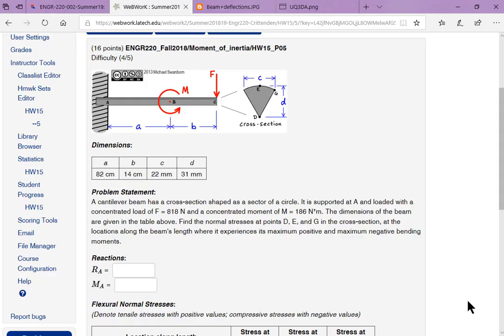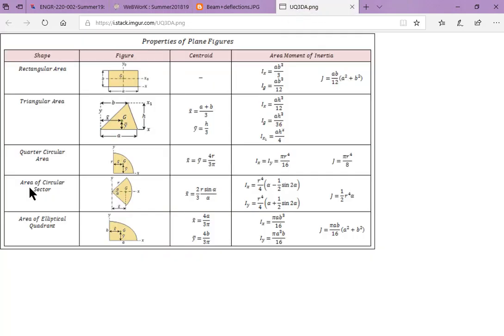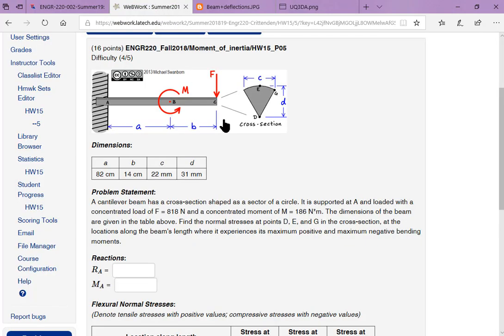All right, I thought I would give a handful of hints on this problem. It is super simple looking, right? There's a concentrated moment and a force, and then a section or a sector of a circle, and you have equations for sectors of circles, right? You've got something like the area of a circular sector, and you've got a centroid, some moment of inertia equations for it. And so it doesn't look like that big a deal.